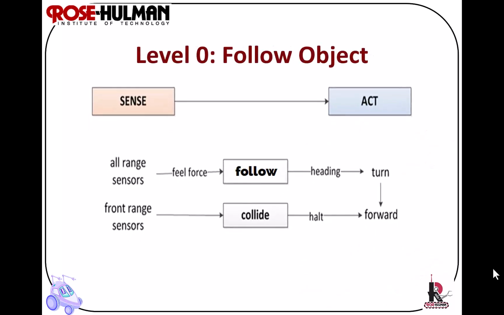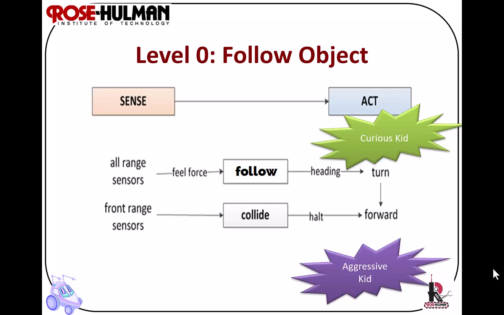Another example of a level 0 behavior would be follow object. For this, the collide behavior is exactly the same. The robot may be moving forward or randomly wandering. It gets really close to something. It stops to keep from hitting it. And now after it feels the force, it goes, I'm curious to know more. So instead of running away, it now tries to track at a certain distance, typically some safe distance. So this is now an integration of aggressive kid and curious kid.